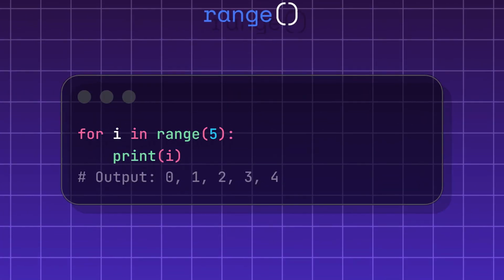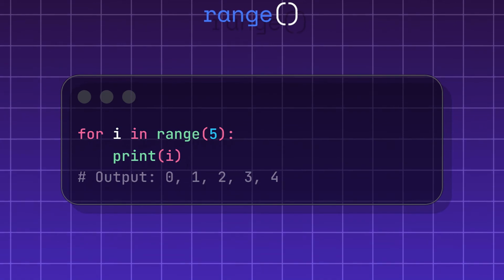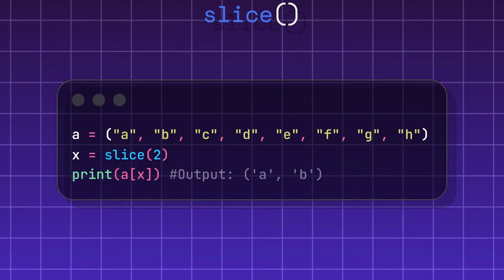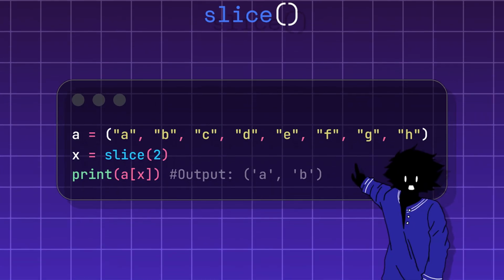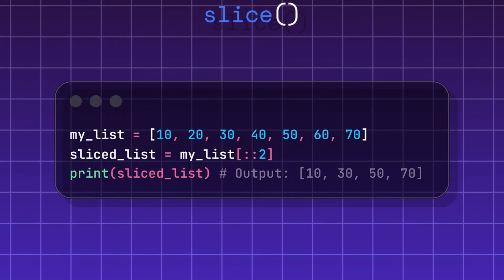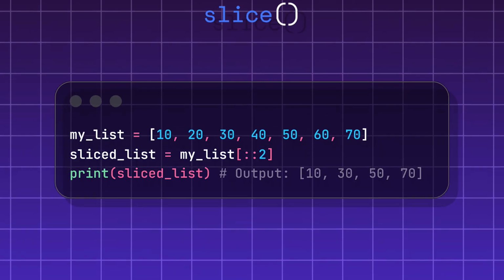Range generates a sequence of numbers. It's most commonly used in for loops. Slice fetches data from a specific start point and end point. You'll usually use them on lists, and you can pluck data in many different ways, like fetching every second element.